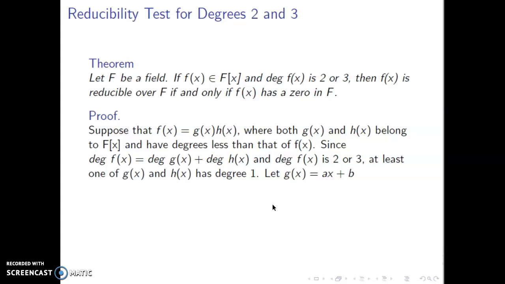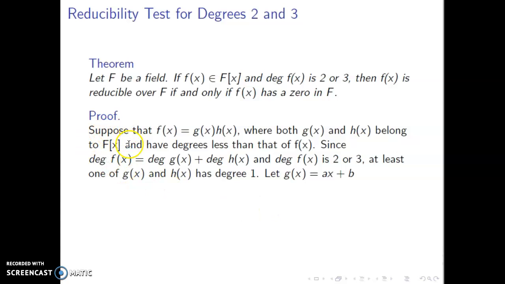Now we look at a reducibility test for polynomials of degree 2 and 3. Suppose F is a field. Then a polynomial f of x over F with degree 2 or 3 is reducible over F if and only if it has a 0 in F.